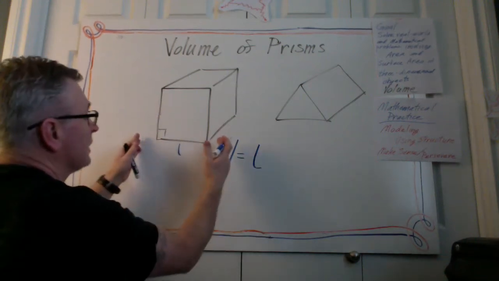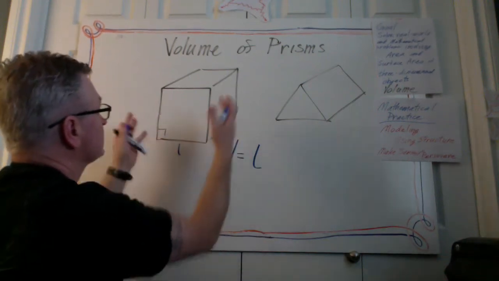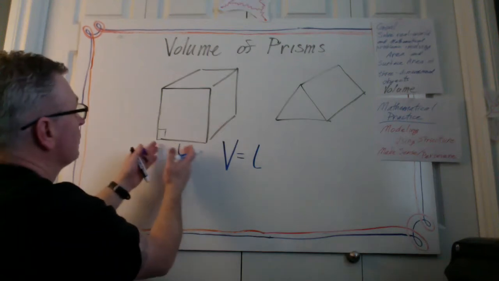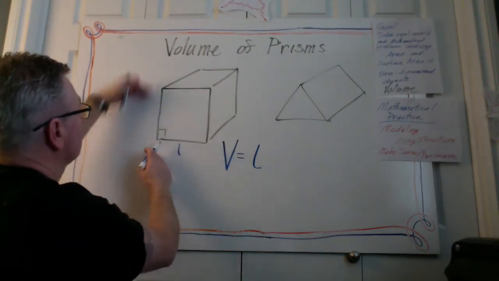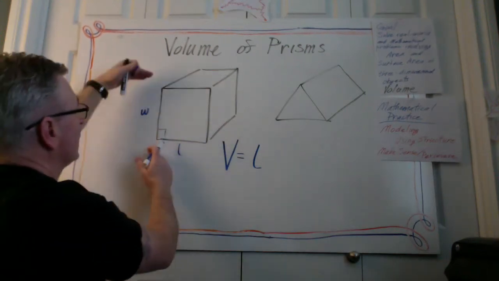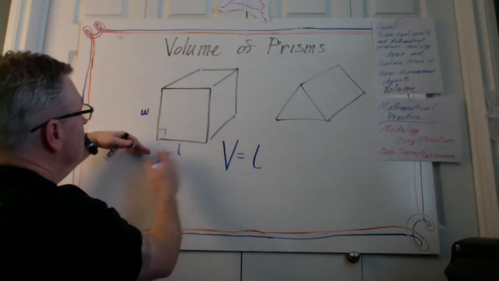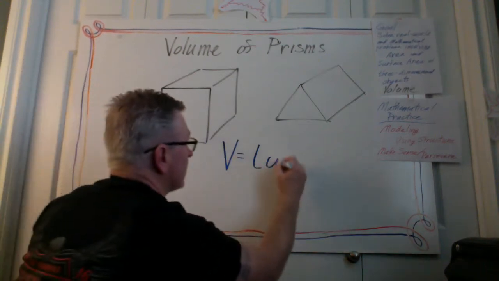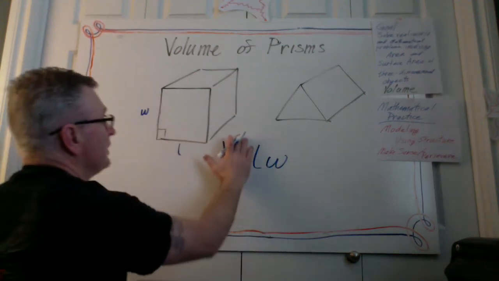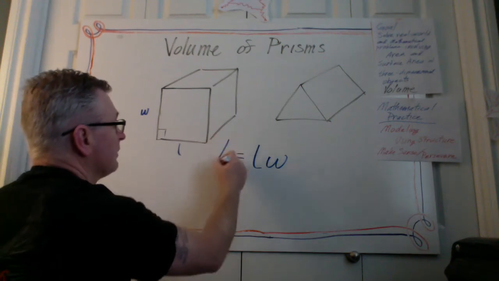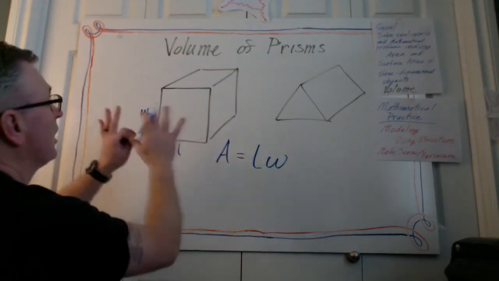So we have a length, and then we have a width of the thing that's on the bottom, right? So let's go with a length and a width. Let's put my width over here, and I'm going to explain this in just a minute. Length and width, and if I multiply length times width, this is actually the area of the front of this.